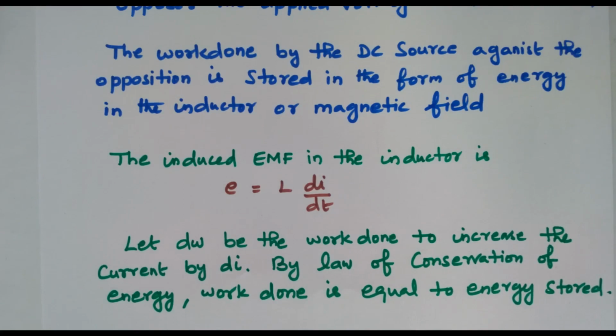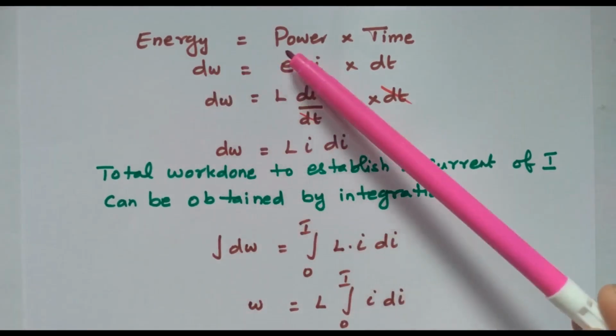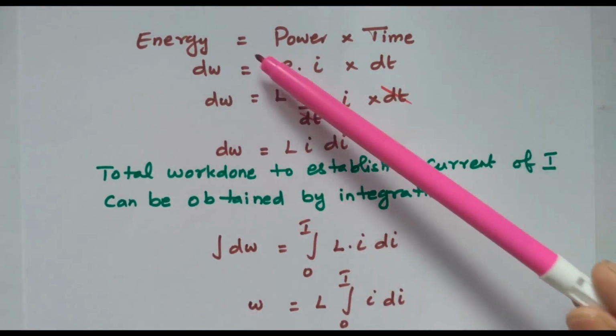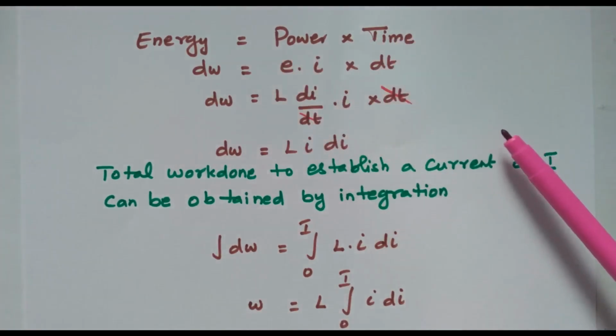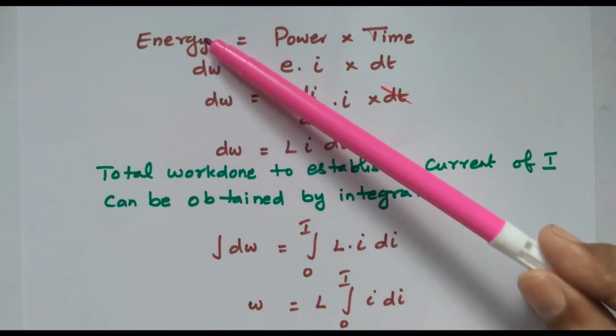Both are equal. Right? So this is the EMF induced. In this, the energy stored is nothing but to increase the current by the di value. So the increasing of the current is the energy stored, that is equal to the work done. Now we'll see what is the work done. So the energy is given as power into time. The general formula for energy is nothing but power multiplied by time. This energy is equal to the work done. Just now we discussed the work done is equal to the energy.